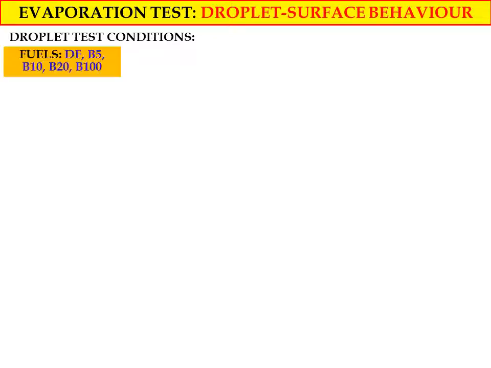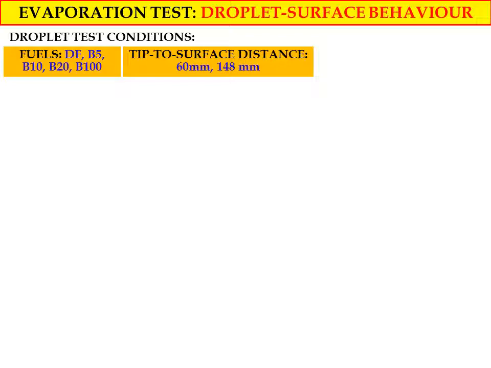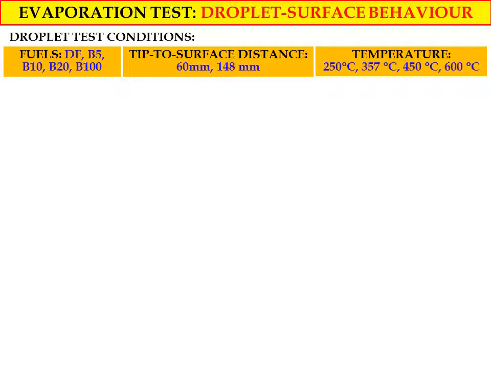In terms of droplet test conditions, the fuels tested are diesel fuel, B5, B10, B20, and also B100. For tip-to-surface distance, we have results for 60 mm and 148 mm, for surface temperatures of 250, 357, 450, and also 600 degrees Celsius. The temperature of 357 is like the reference temperature of MAP, the MAP for typical diesel fuel. That's why we have very obvious data compared to the other surface temperatures, so we have specific data at 357 degrees Celsius.